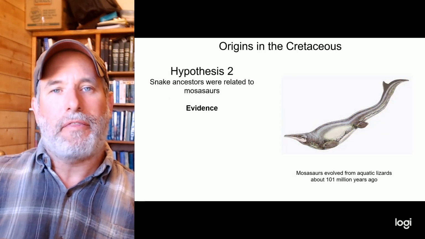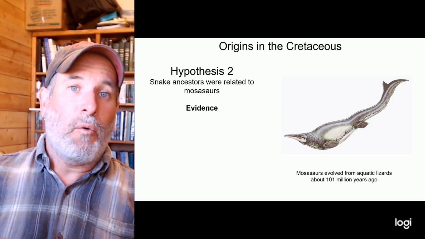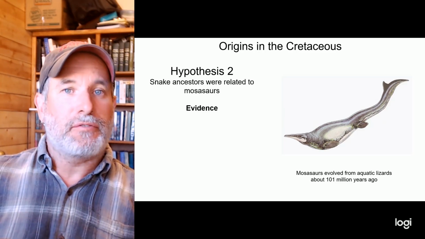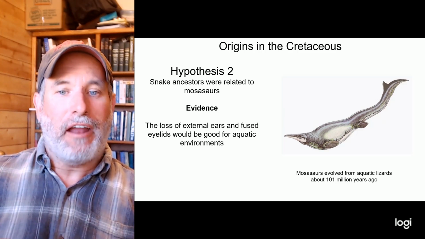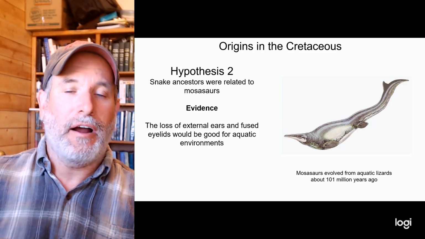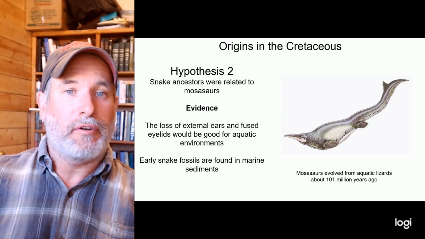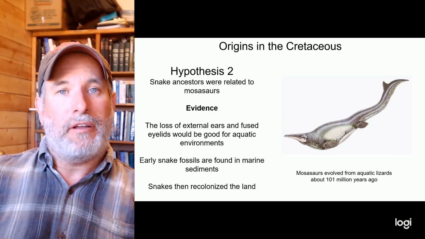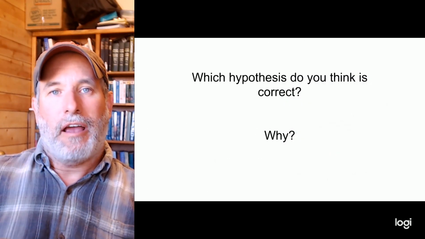The second hypothesis is that snakes came from something like a mosasaur. Now, we do know that mosasaurs came from lizards, and there's good evidence for this as well. Once again, the loss of external ears and fused eyelids would also be good for animals in an aquatic environment. And we find early snake fossils in marine sediments. So that might be where snakes came from. That would mean snakes recolonized the land. So which hypothesis do you think is correct and why?